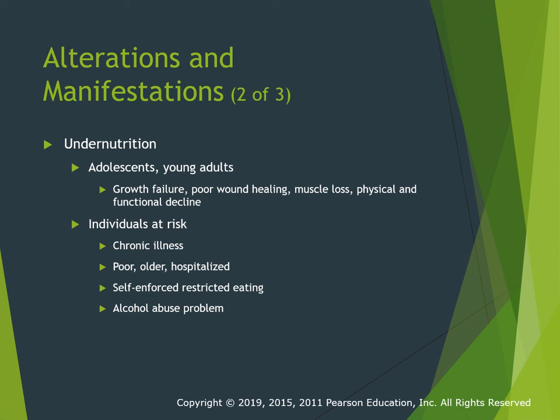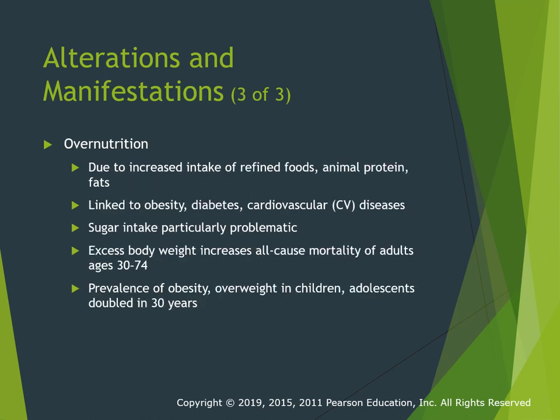Individuals who are at risk are people who have chronic illnesses, the poor, the older, people who are homeless, people who are in the hospital, people who have underlying conditions already, kidney disease, liver disease, heart disease, those type of things. And of course, alcohol. Alcohol doesn't let us absorb the nutrients. And most people, when they're drinking, they don't eat. And the more they drink, the more they want to drink because it's such an addictive drug.